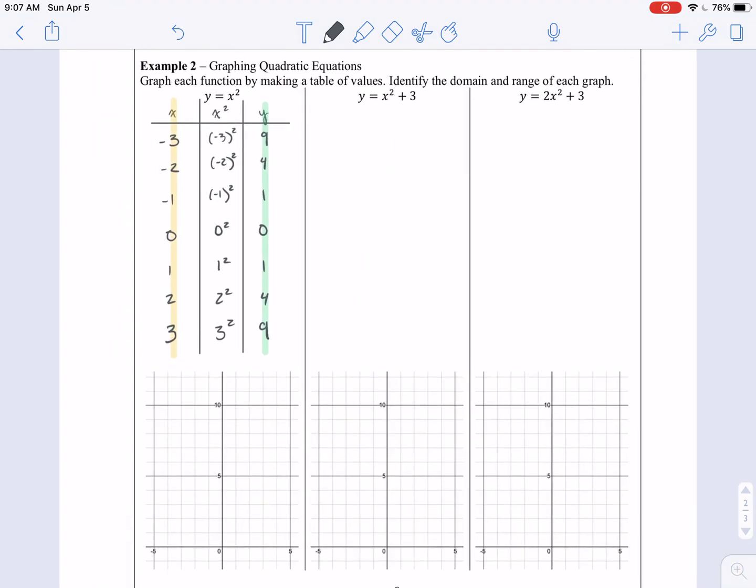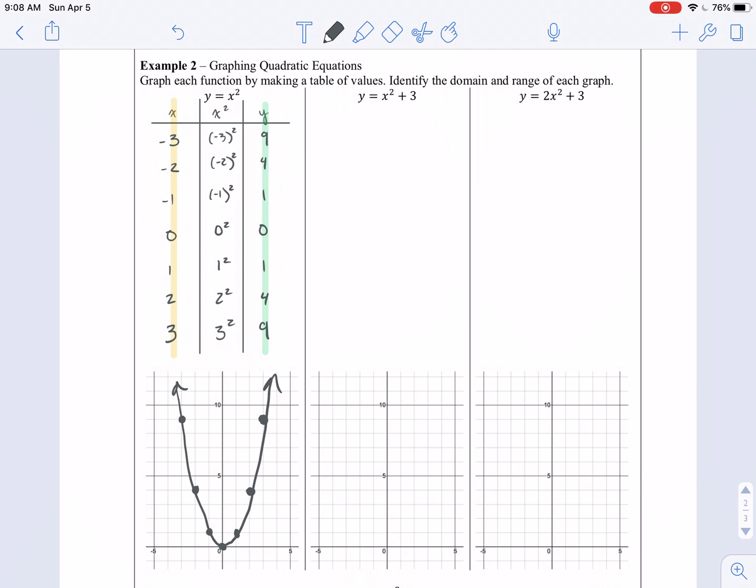Now that we have our x, y points, let's go ahead and plot them. So you have over -3, up 9, over -2, up 4, over -1, up 1, 0, 0, 1, 1, 2, 4, 3, 9. Now if we connect these, hopefully we'll see a U shape. And we do. I missed a little bit, but that's okay. There we go. There's a parabola.